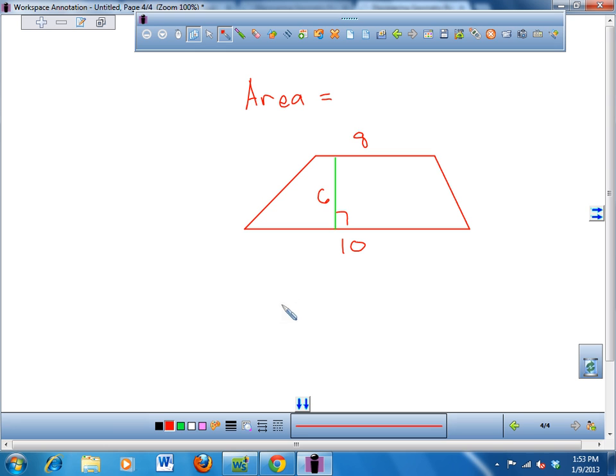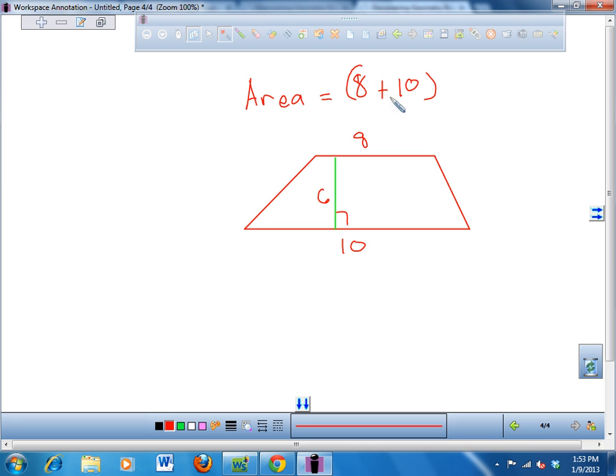How would I do that? You add those together, so you have base 1 plus base 2. So I have 8 plus what? 10. What's the height? 6. And then you take that whole thing and you divide it by 2. A lot of times you could simplify this by changing that into a 3. So you get 3 times 18, which is? 54.